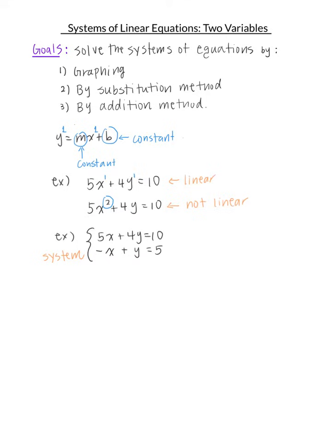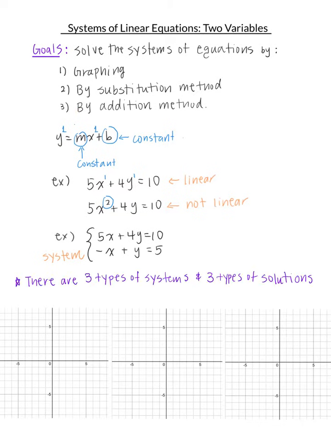In this section, you're going to be given a system, and our job is to solve for x and y. We have 3 methods to solve for x and y. First method, we're going to do that by graphing. Second, by the substitution method. And third, by the addition method. Given a system, there are 3 types of systems and 3 types of solutions. So let's go over that first.